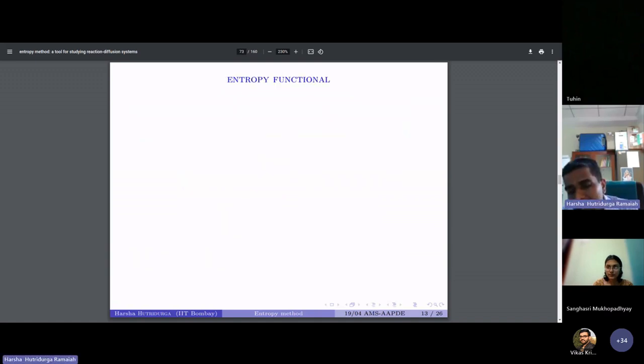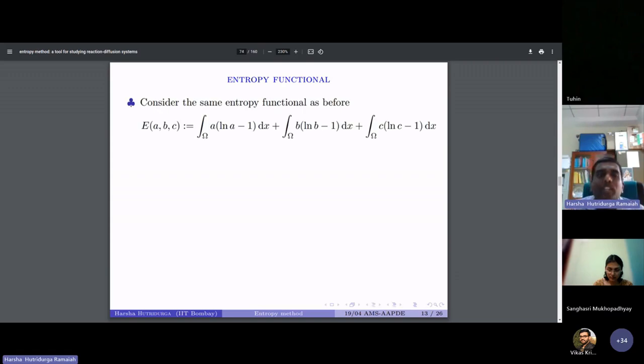Okay. Now, our approach is again the entropy method. So what's the first step in the entropy method? You have to give the entropy functional. Okay, so it turns out that you can give the same entropy functional as them. This is the Boltzmann entropy functional. So this is A log A minus A integrated in x. Similarly for B and C. So that is the entropy functional that we introduced.